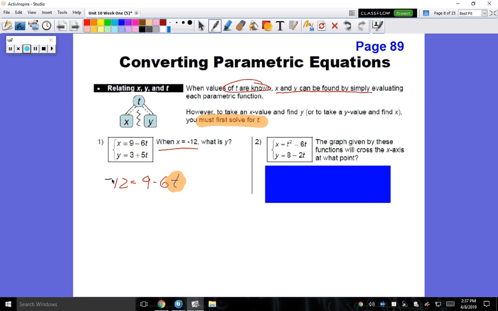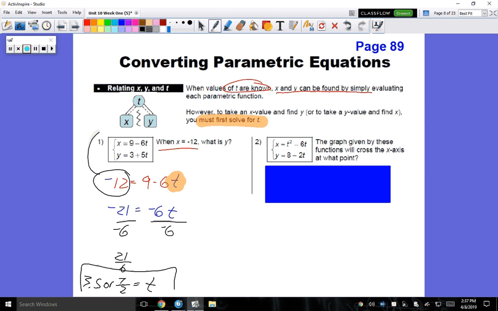So subtracting 9 over, we get negative 21. And then dividing both sides by this negative 6 is going to give us a positive 21 over 6, which reduces to 7/2, or 3.5. T is 3.5, and the default is seconds. Okay, so 3.5 seconds. At 3.5 seconds, x is negative 12.